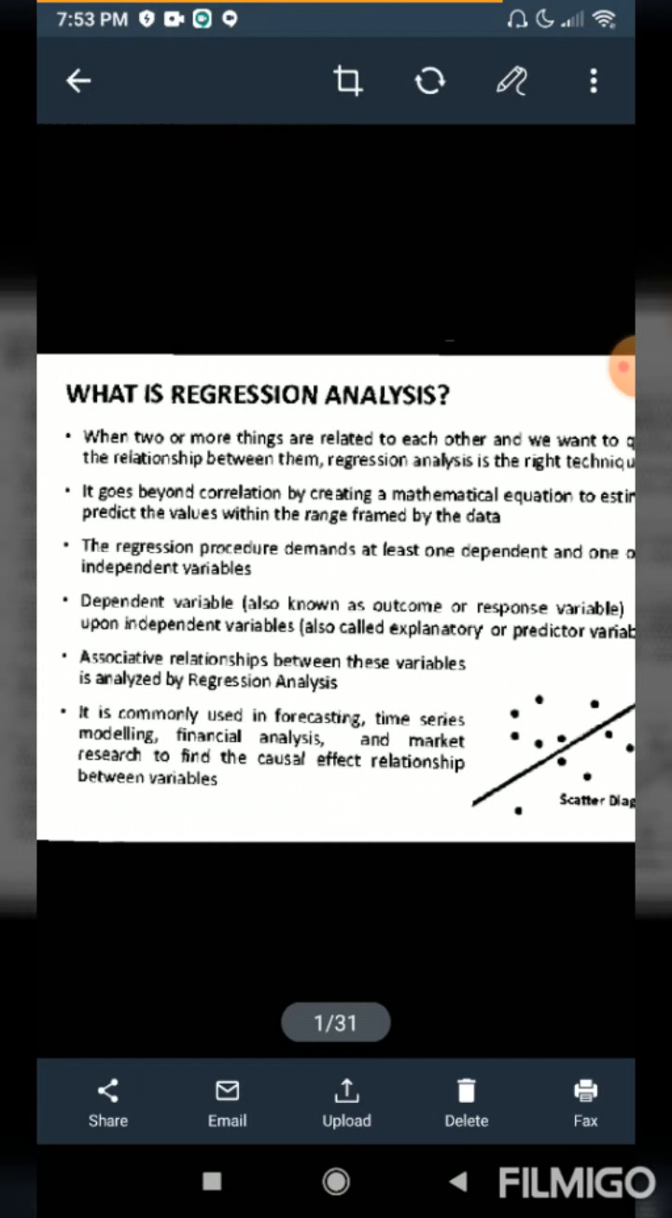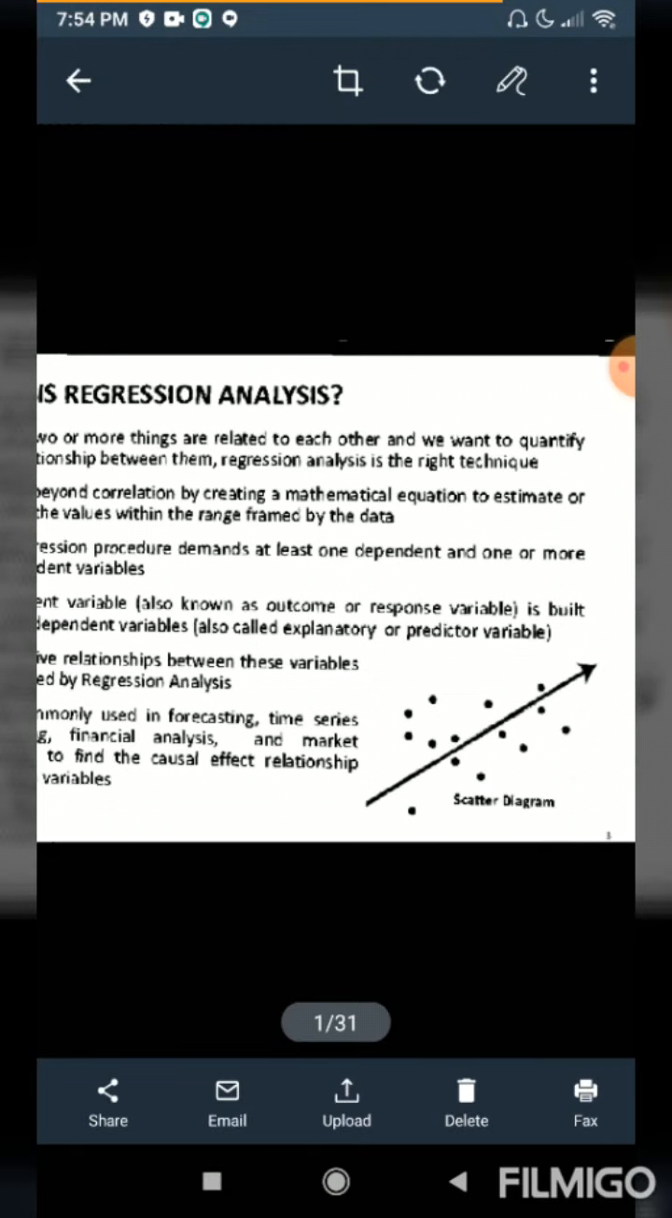The associated relationship between the variables is analyzed by regression analysis. This is just a repetition. It is commonly used for forecasting, time series modeling, financial analysis, market research, and to find cause-effect relationships between variables. This becomes your utility part. In short, you get what regression analysis is, where we use it, how we use it, the assumptions related to it, and its applications. This is the kind of graph we will get.